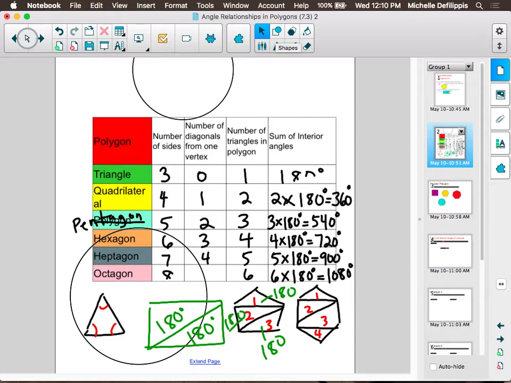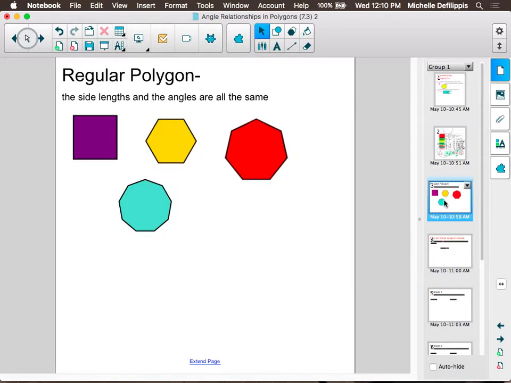Okay? Now we're going to apply this table to some questions in just a minute. All right, so some examples of regular polygons that you've already seen. Let's just redefine. A regular polygon is a shape in which all the sides have equal lengths and all the interior angles are the same.